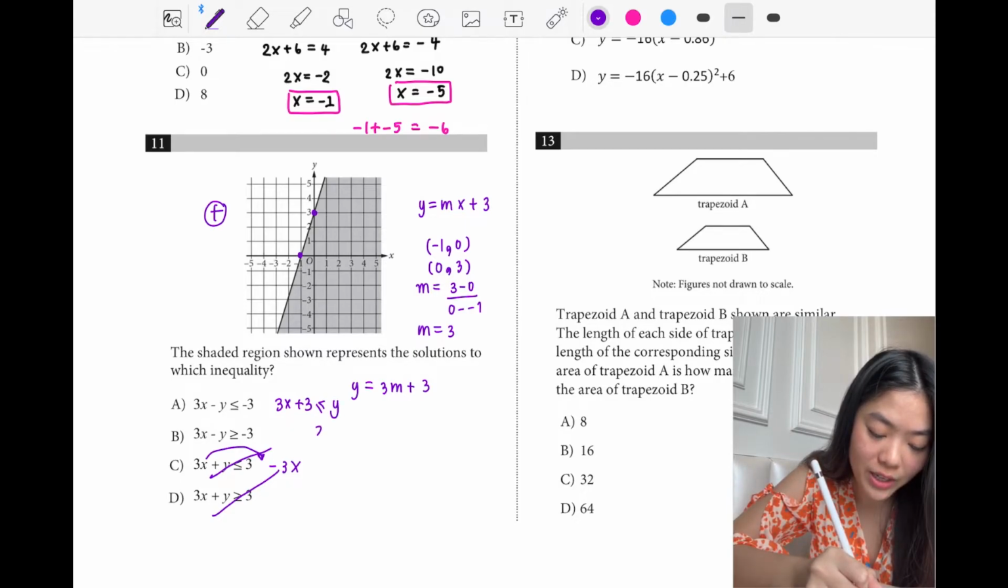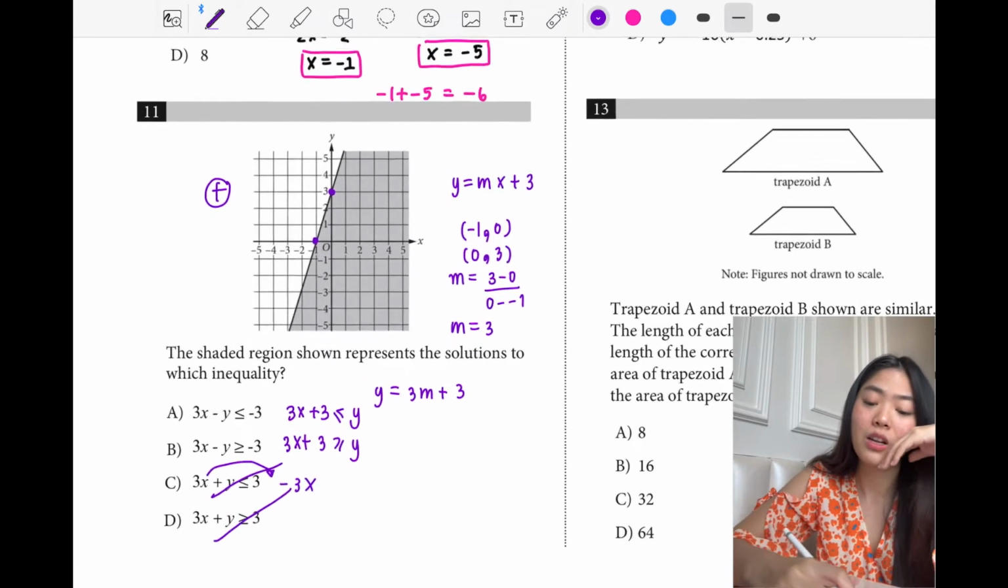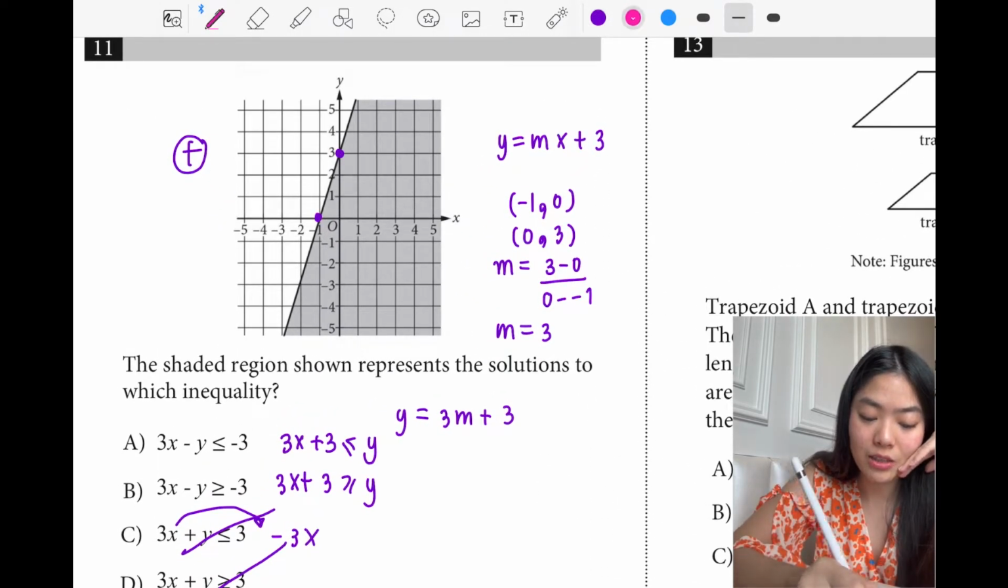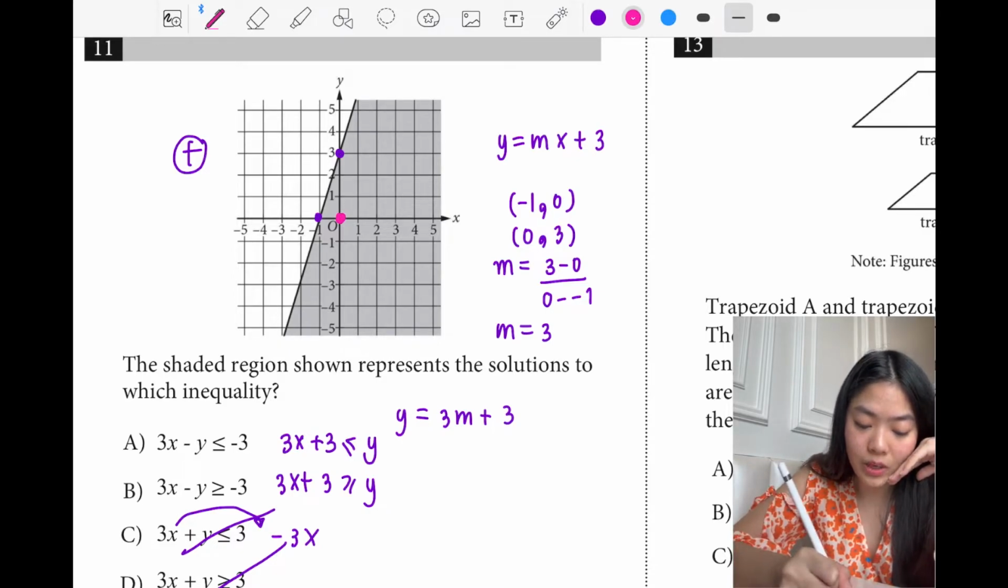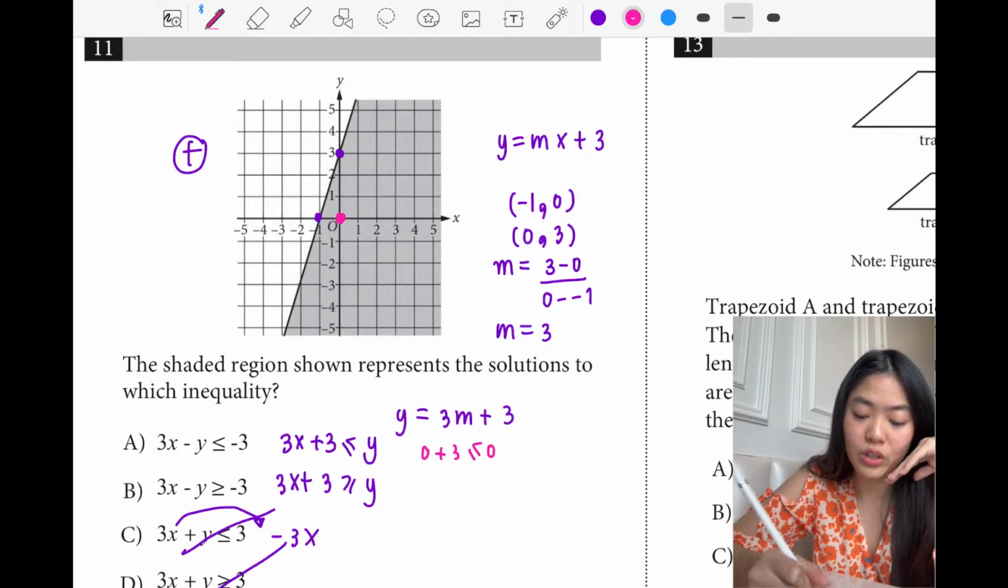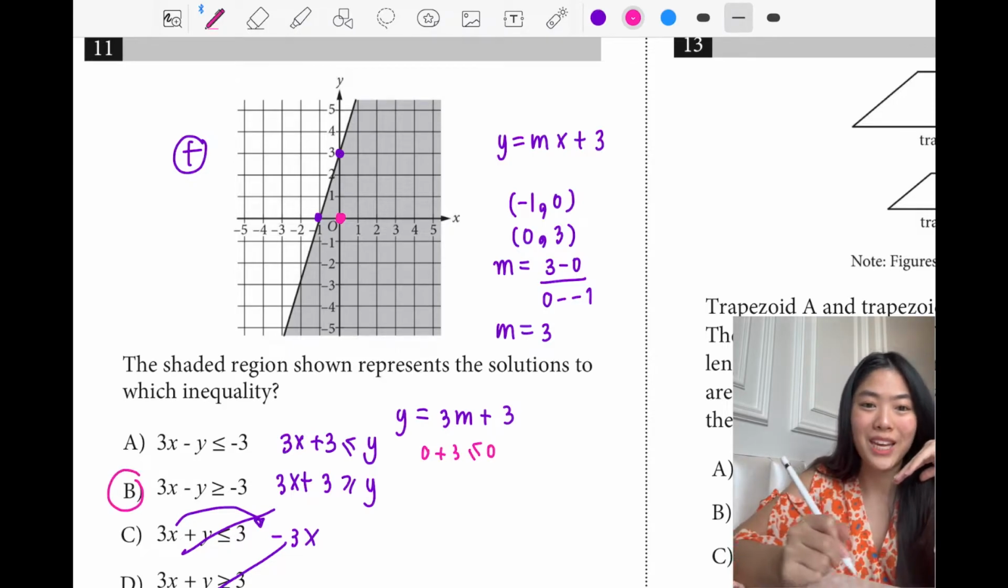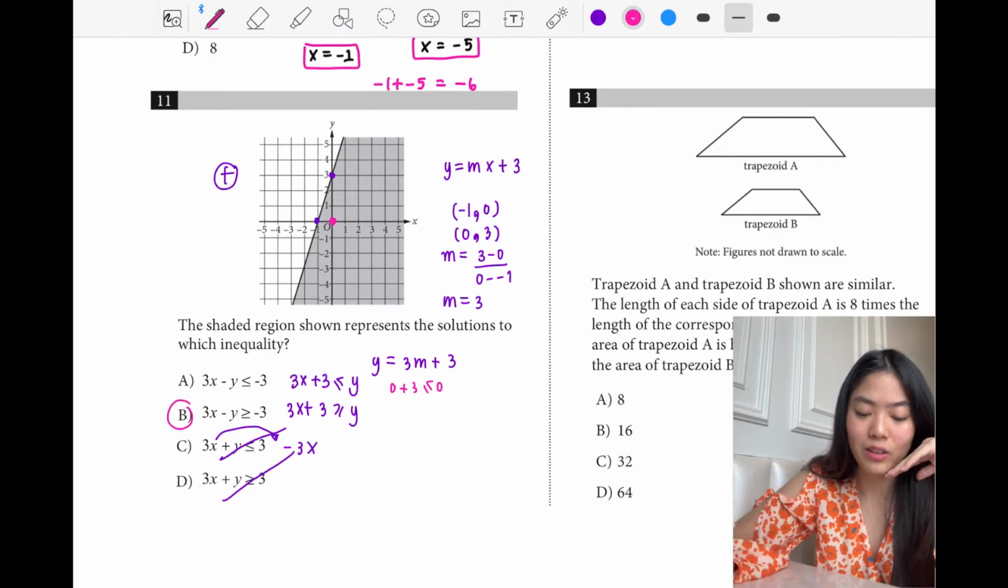Okay, so from here there are just two inequalities that make sense, but we're going to try to find which one satisfies the shaded part here. So I'll try to use (0, 0), and when I plug in 0, 0 less than 0 plus 3 less than or equal to 0, which is false. So I would choose B. Okay, B is the one that's correct.